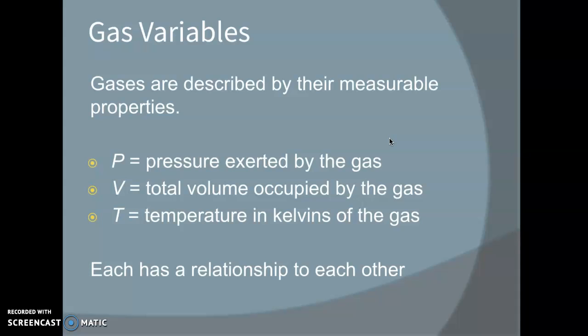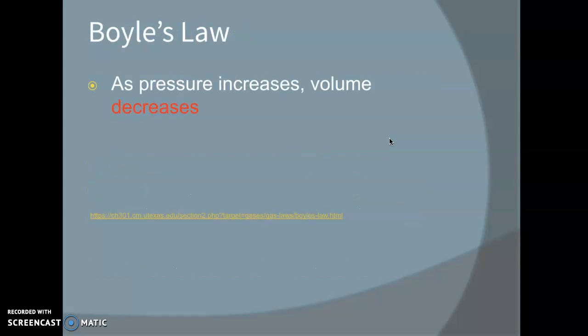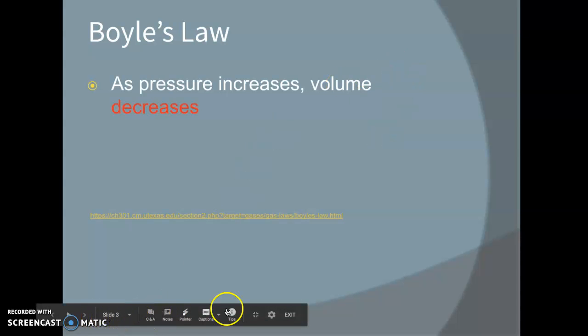And gases are described by these properties that we can measure. And the first one, the combined gas law, deals with these three specifically. But each of the variables has a relationship with one another. So the first one, as pressure increases, volume decreases. So think about this like if you had a balloon.